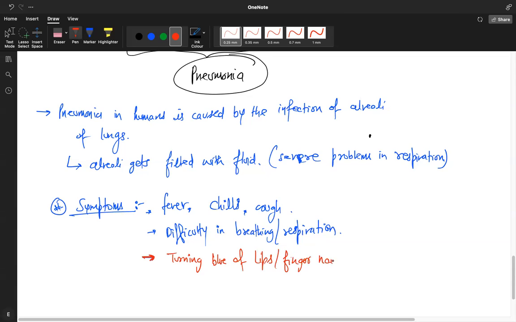Basically fingernail regions, because these are at the extremes, and these extremities, even the ear, the toenails, they stop getting oxygen at all.